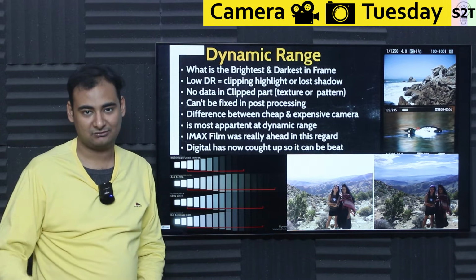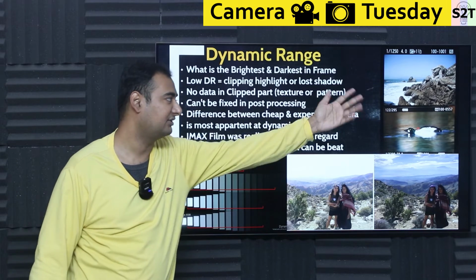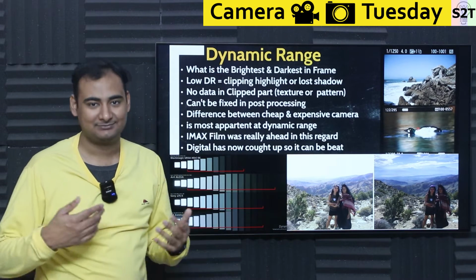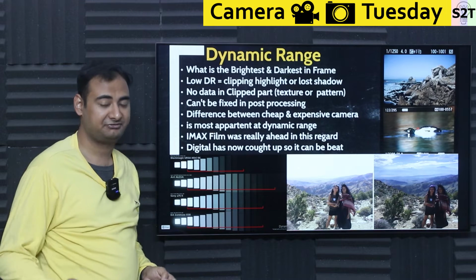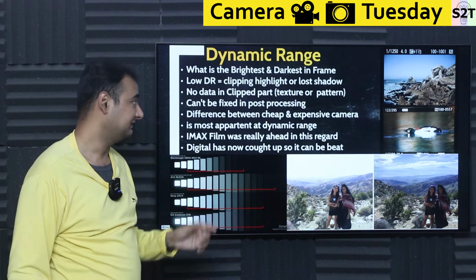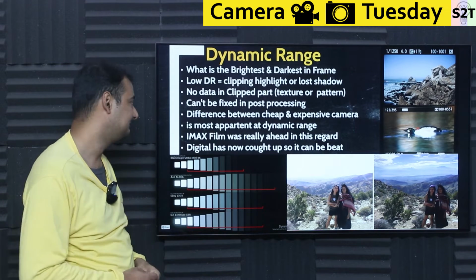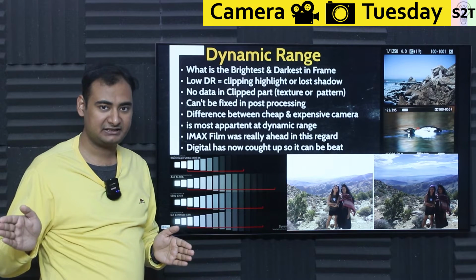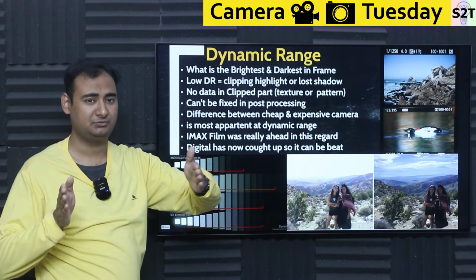AI may be able to paint on top of it, like, okay, that's how it's supposed to look, let's just paint on it. But that would be faking it. So you have to understand, it cannot be fixed in post. Once it's clipped, the end. That's why we want dynamic range as high as possible, meaning the blackest black it can capture and the whitest white it can capture should be huge.